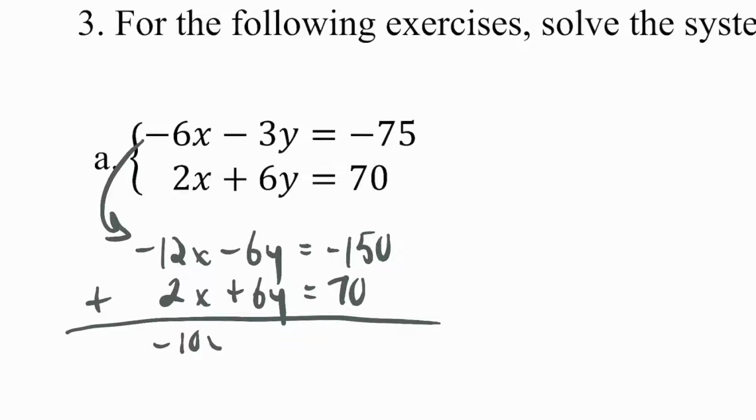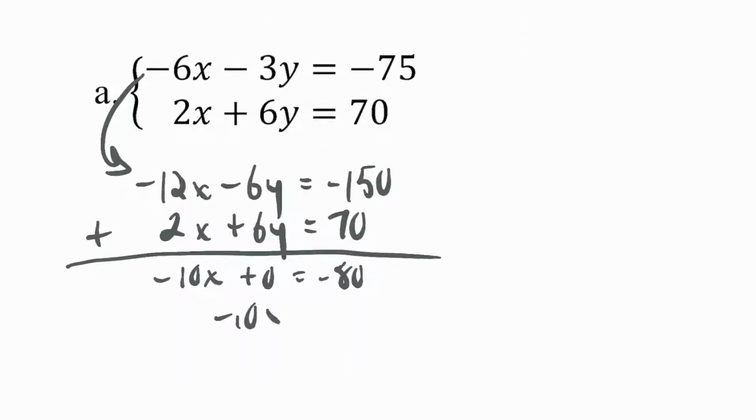So negative 10x plus 0 equals negative 80. Okay. Negative 10x equals negative 80. And then I can divide by negative 10 on both sides. So x equals 8. All right.